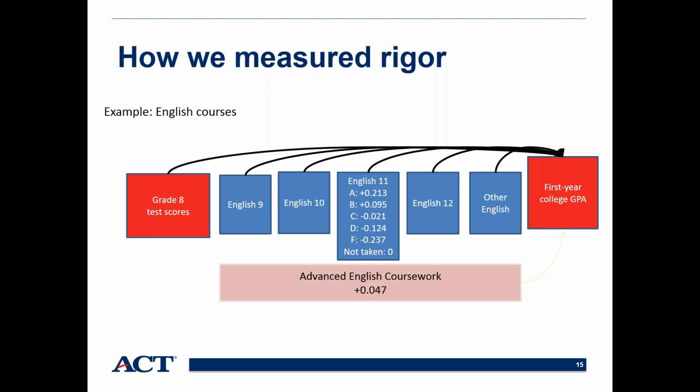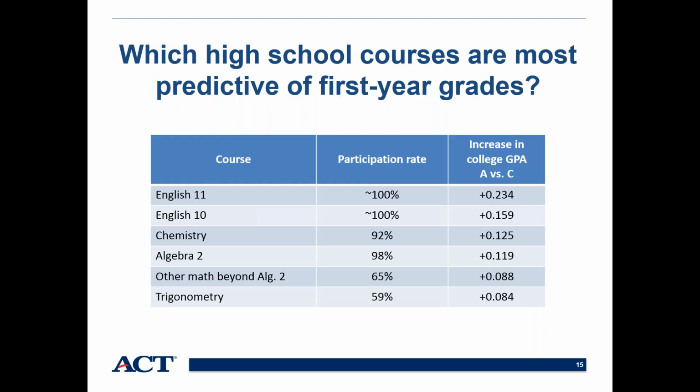As an example in this chart, I show the weights that we estimated for English 11. Students who earn an A or B in English 11 receive a positive weight, whereas students who earned a D or F receive a negative weight. Students who didn't take English 11 received a weight of 0. Unlike high school GPA, these weights don't assume equal increments of course grades, and they don't assume equal contributions across the different courses.